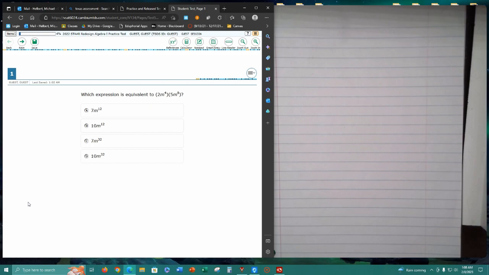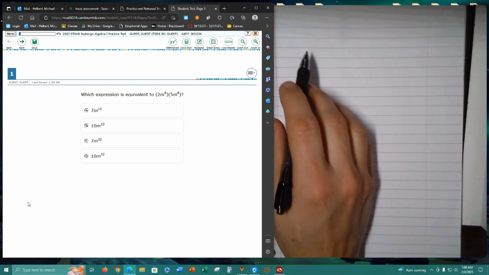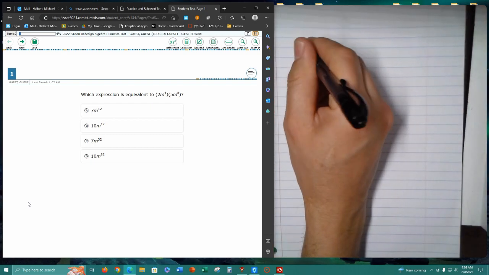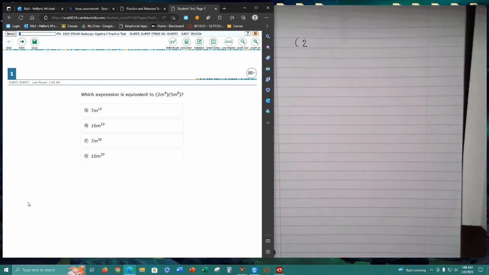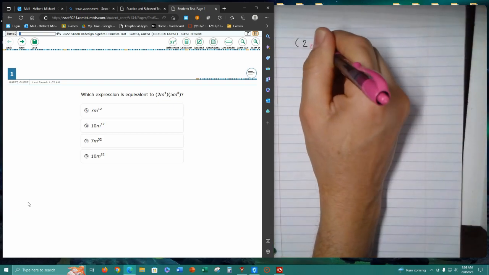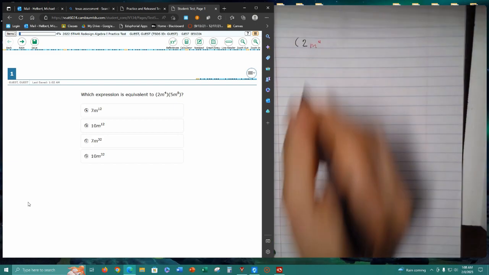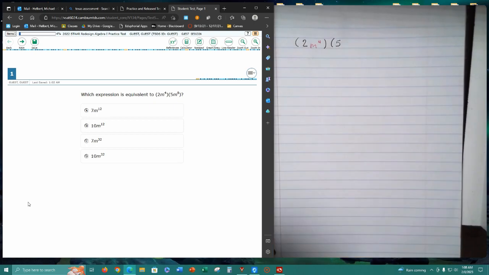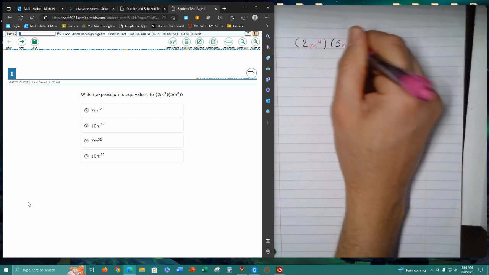So what I use on this one is my guess and check. When I say guess and check, I'm going to come over here to my scratch pad and write down what I have. So for instance, right now I have 2, and then I have an m to the 4th power times 5m to the 8th power.